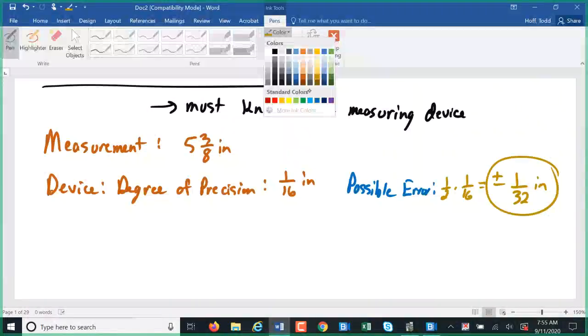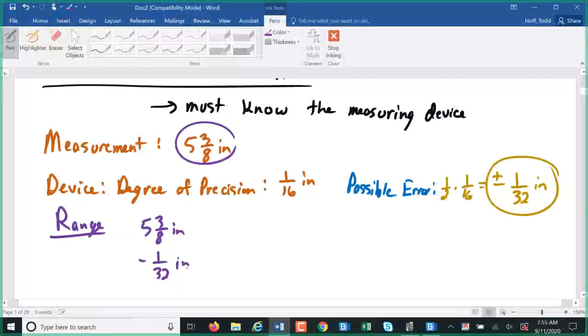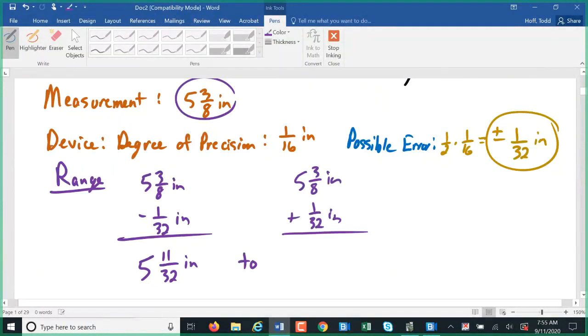So then our range will be our measurement, 5 3/8 inches minus a 32nd, that's 5 11/32 of an inch, to our measurement of 5 3/8 inches plus our error of a 32nd of an inch, which is 5 13/32 of an inch.